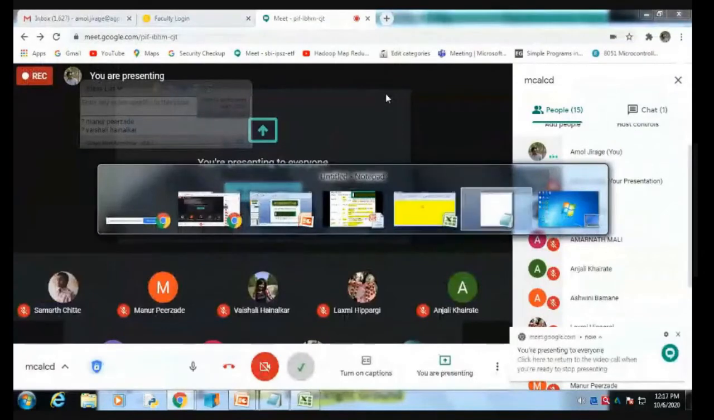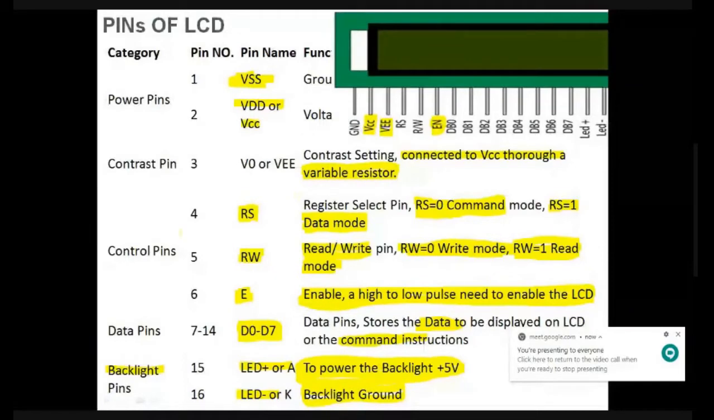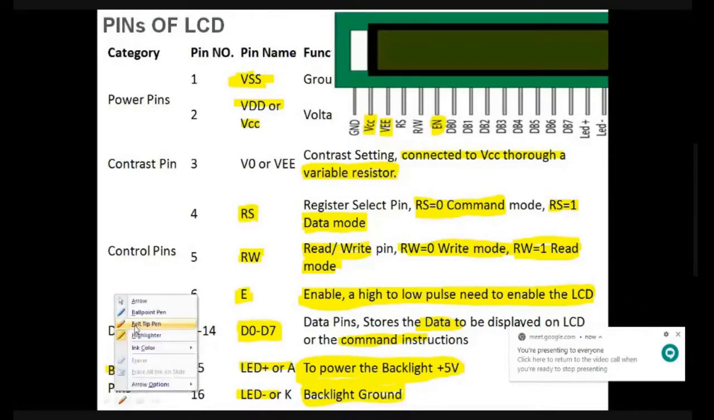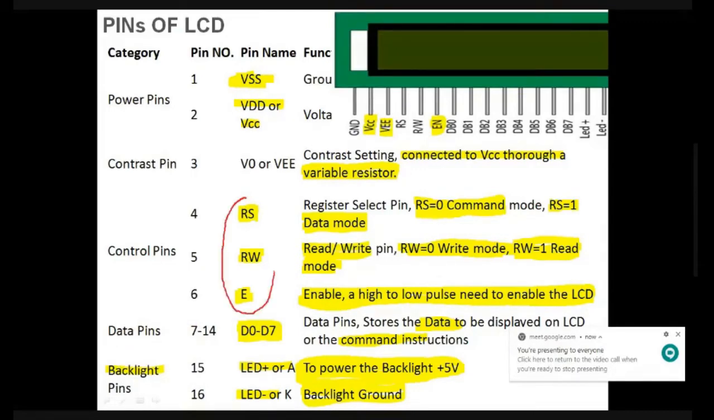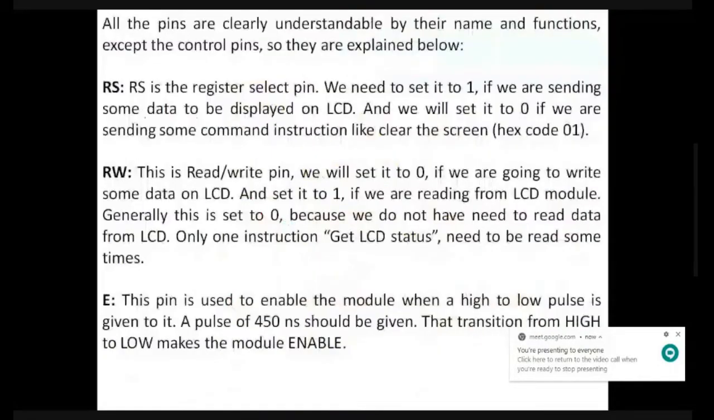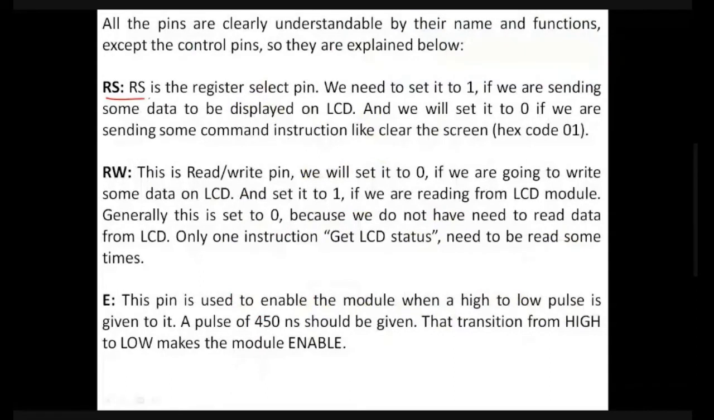Okay, fine. Next, there are three major pins highlighted in this LCD: the RS pin, RW pin, and the enable pin. First of all, we have to consider the RS pin. This RS pin determines whether the LCD operates in command mode or data mode.